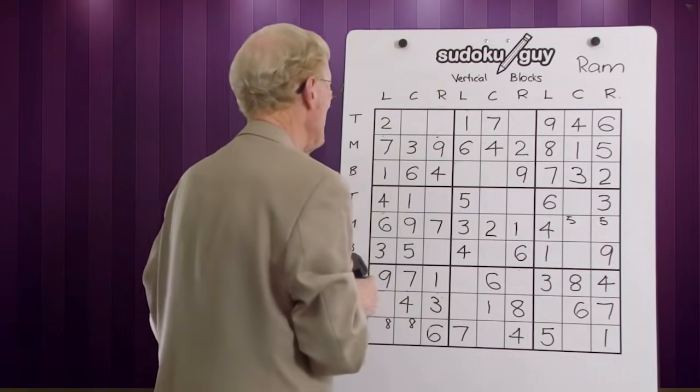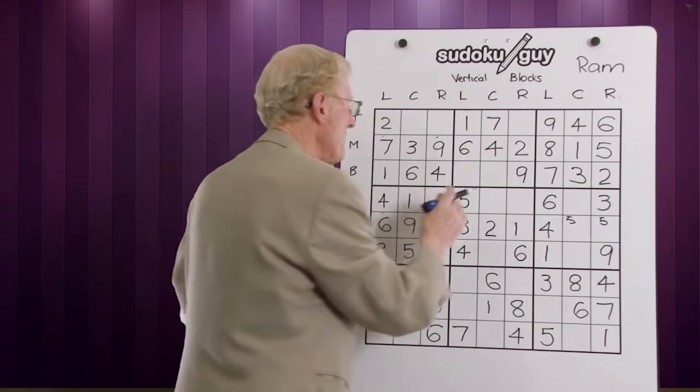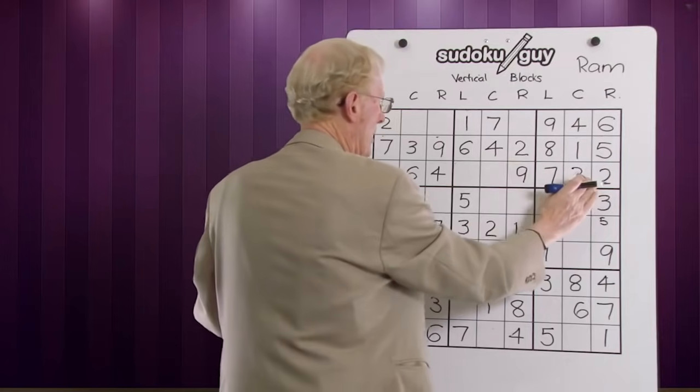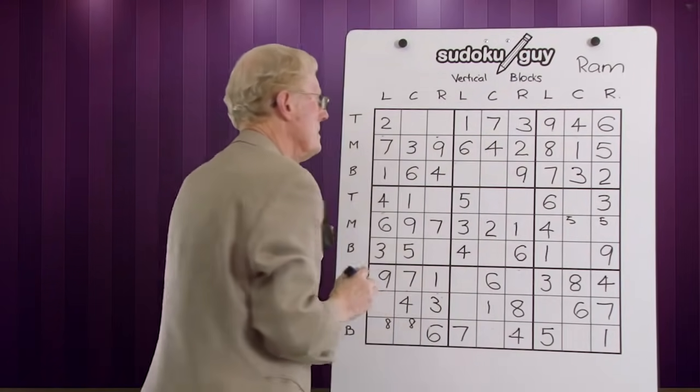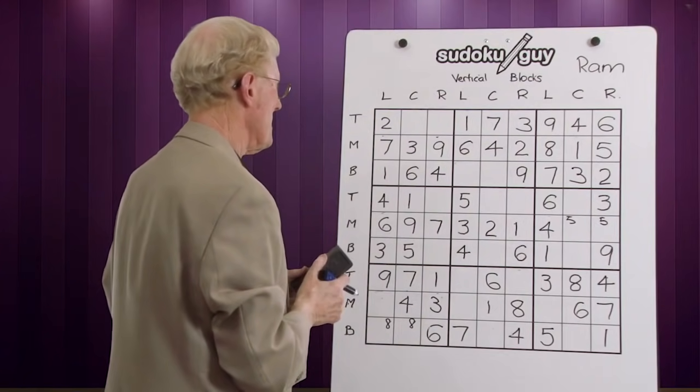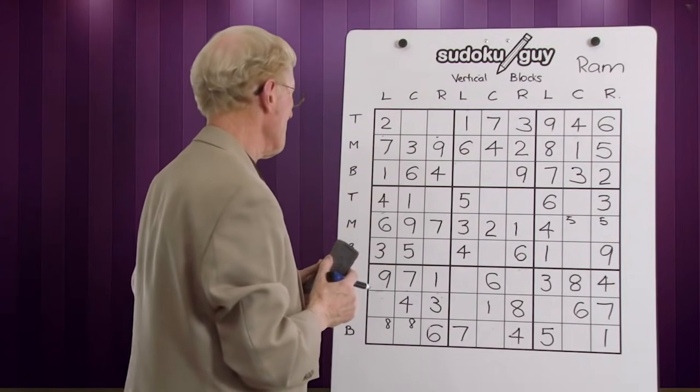Now, any ramifications of that one? Yes, look at the ramifications of this one. Bottom, middle, this has to be a 3. Wow, what a difference it makes when you look for ramifications.